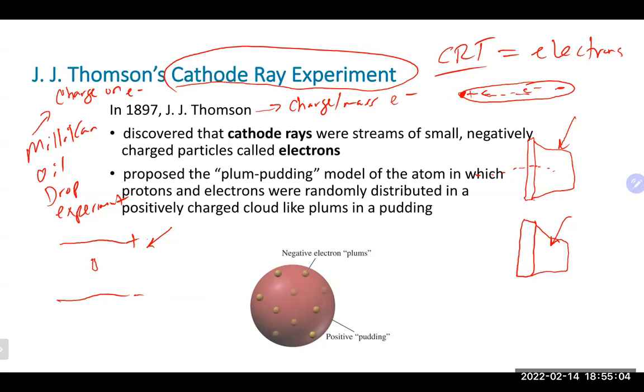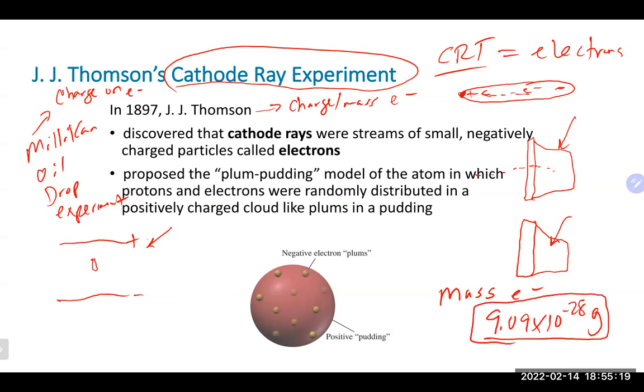From those two experiments, they were able to determine the mass of an electron, which is 9.09 times 10 to the minus 28 grams. Is that a big or small number? It's a really small number.